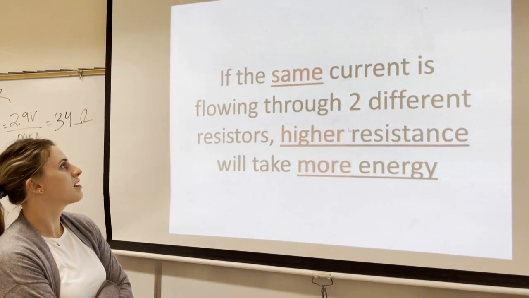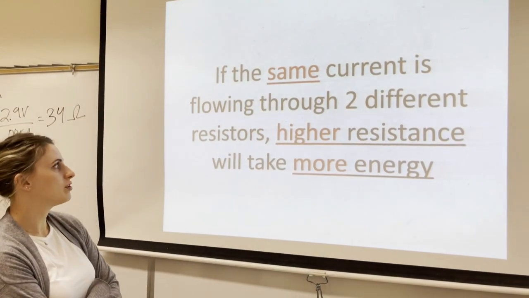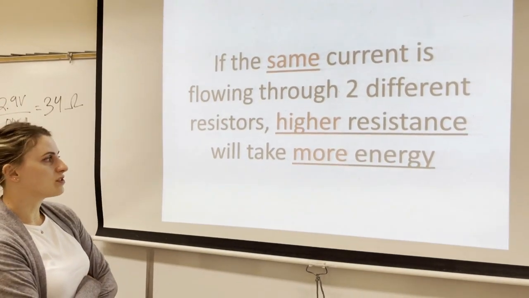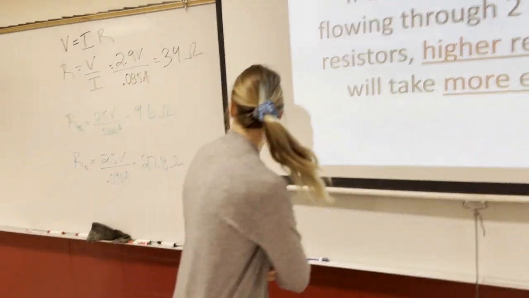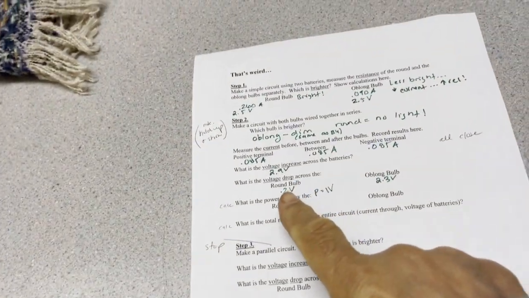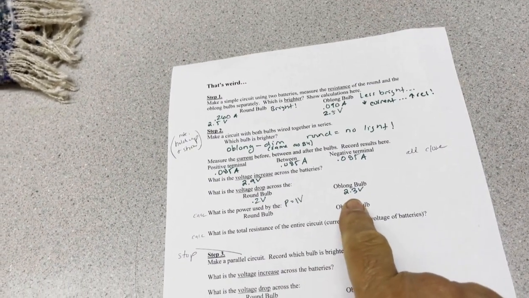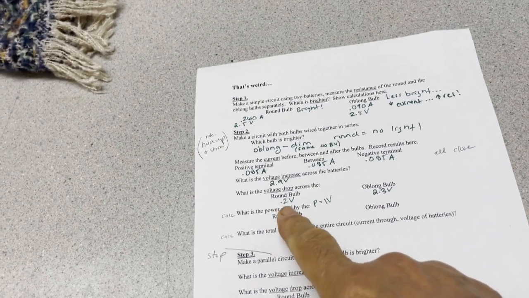If the same current is flowing through two different resistors, just like we had over here, higher resistance will take more energy. And we saw that in our lab, didn't we? The voltage drop across the higher resistance oblong bulb was much larger than the voltage drop across the round bulb. Well, what is a voltage drop?